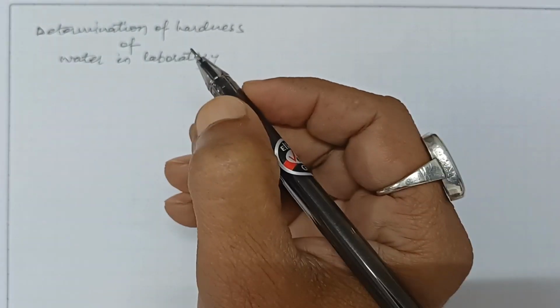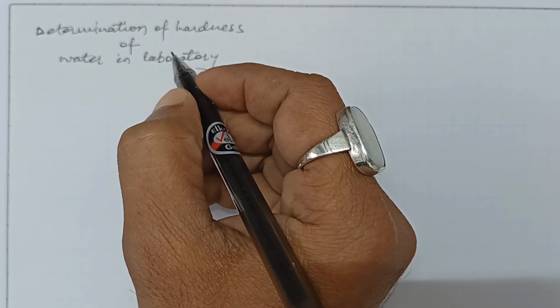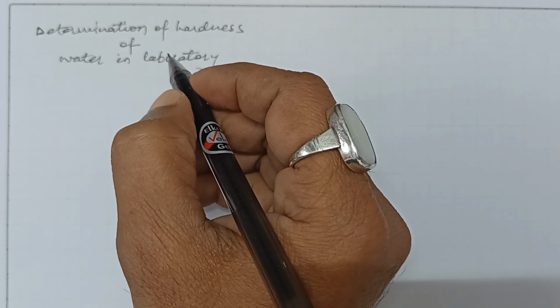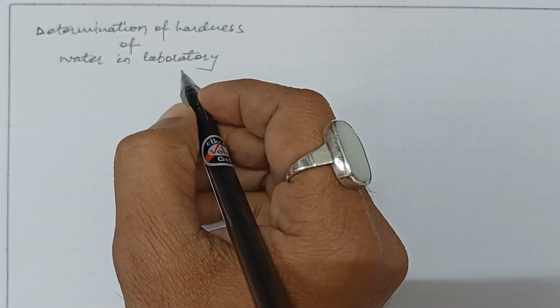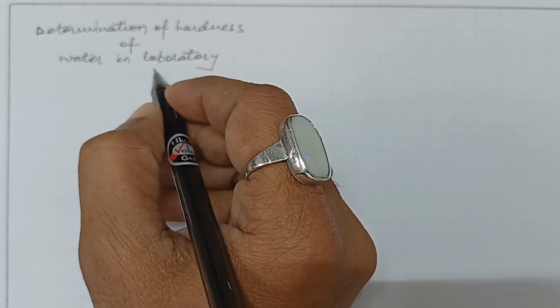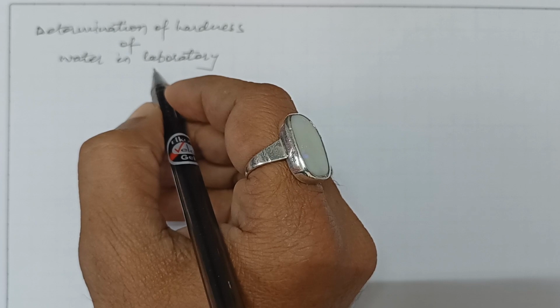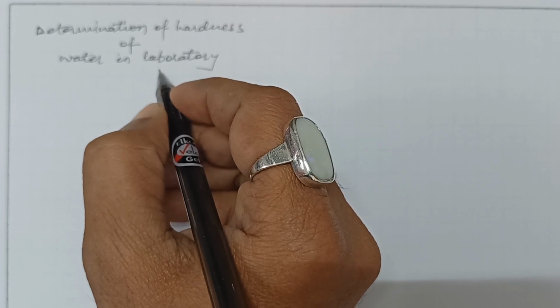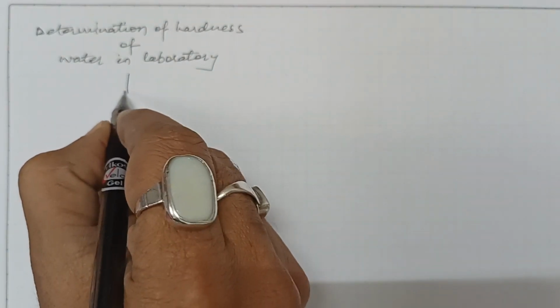So hardness is a tendency of water, and it is defined as the presence of chloride, sulfates, carbonates and bicarbonate salts of calcium and magnesium ions. The amount of hardness can be determined by a particular method which is called volumetric analysis.